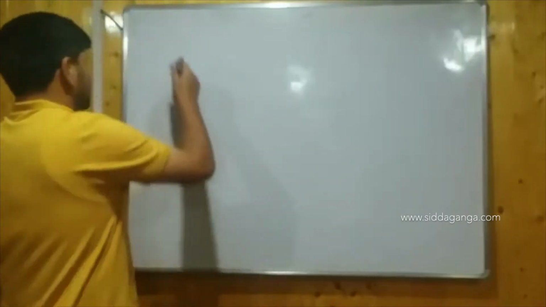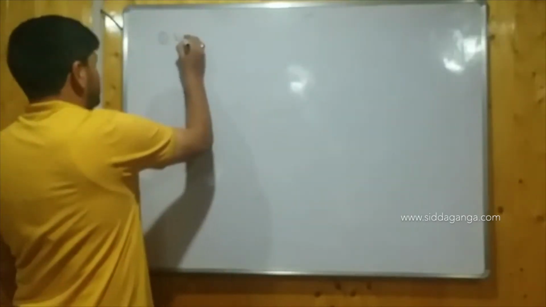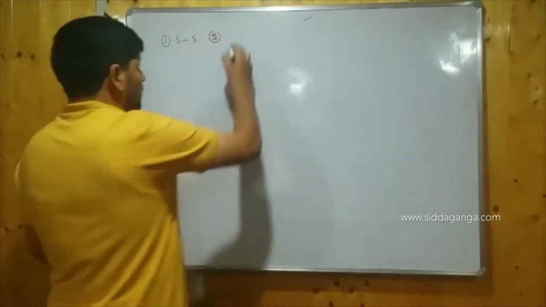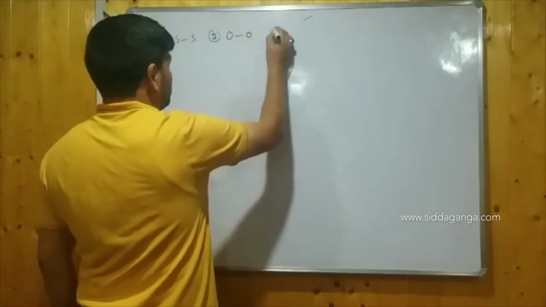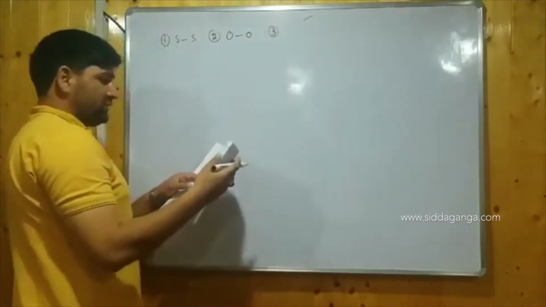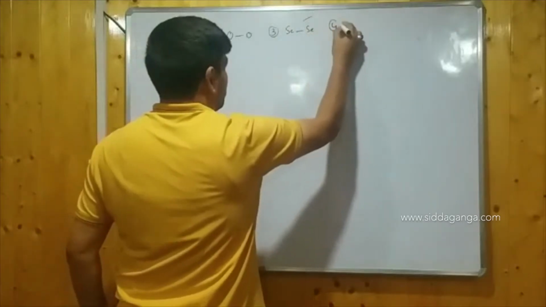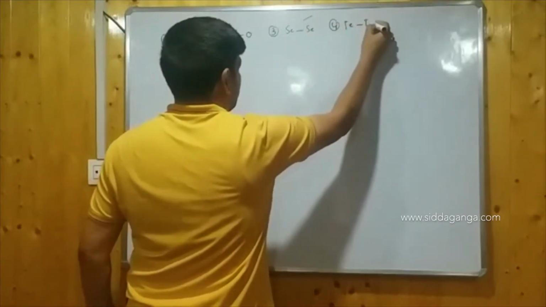The options are: option 1, sulfur single bonded to sulfur. Option 2 is oxygen single bonded to oxygen. Option 3 is selenium bonded to selenium. And option 4 is tellurium single bonded to tellurium.